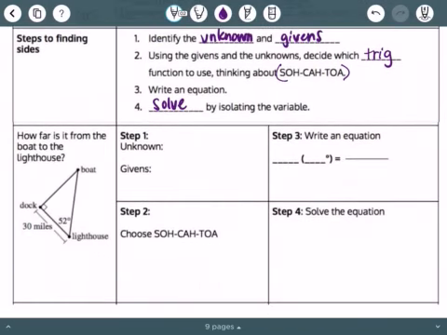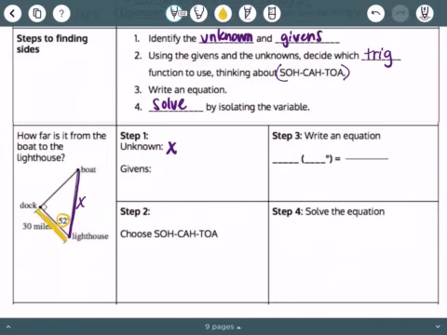It says, how far is it from the boat to the lighthouse? So it looks like we want to find this distance here. So we want to find that side. I'll call it x in this case. And the unknown that I want to know, therefore, would be x. It's a side length. And then we want to look at our givens. What I see that they have given to me is 52 degrees. And then they've also given me this side over here.